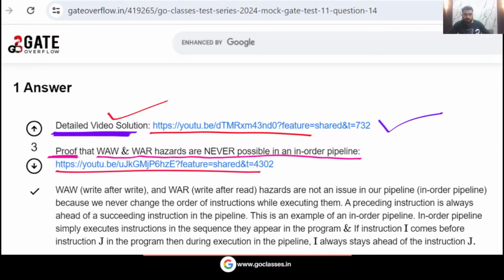So you might be thinking, what is an in-order pipeline? That is also explained here. In this video, just go to this video. I have explained what an in-order pipeline means. What is the in-order pipeline?